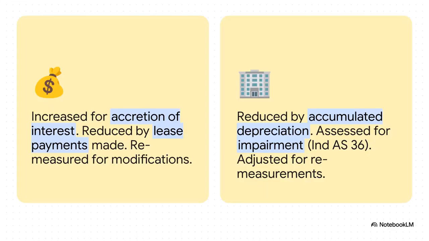Now, after day one, the accounting for the asset and the liability goes in different directions. The lease liability is amortized using the effective interest method. The ROU asset, on the other hand, is typically depreciated, usually over the shorter of the lease term or the asset's useful life. The exception is if the lease transfers ownership or has a purchase option you're reasonably certain to exercise, then you depreciate over the asset's full useful life. And, critically, don't forget the ROU asset is also subject to impairment testing under Ind AS 36.